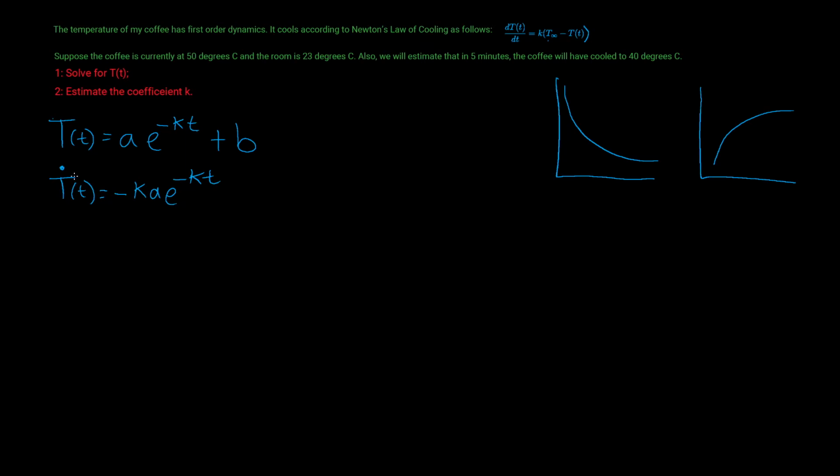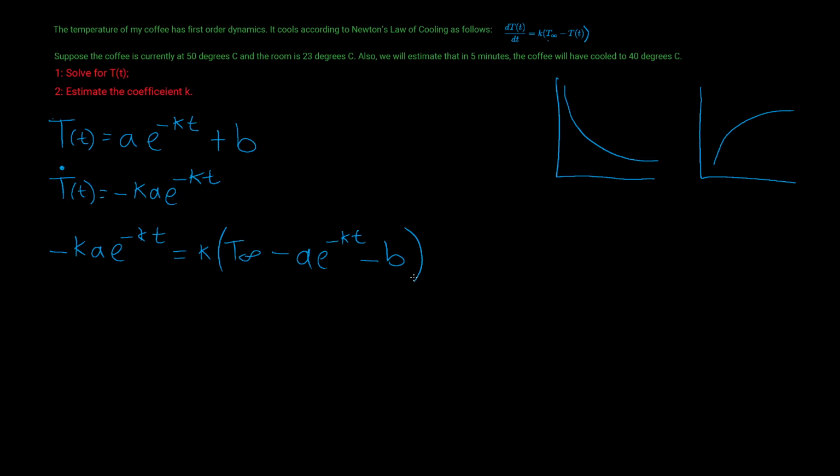So the left-hand side is just this big T dot, so we have minus Ka e to the minus kt equals K times our steady state T infinity, which we don't know yet, minus our big T of t, so A e to the minus kt. And because we're subtracting, this plus becomes a minus as well, because this would all be in brackets.